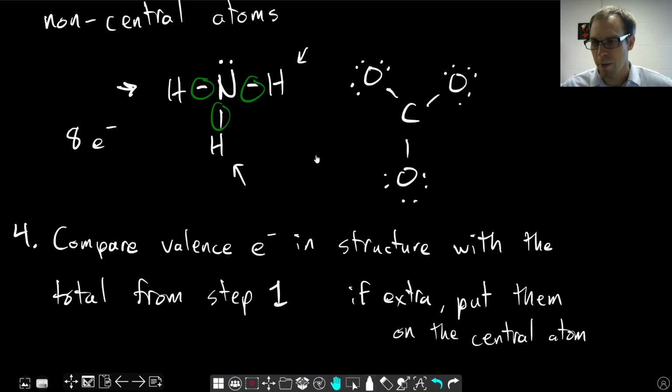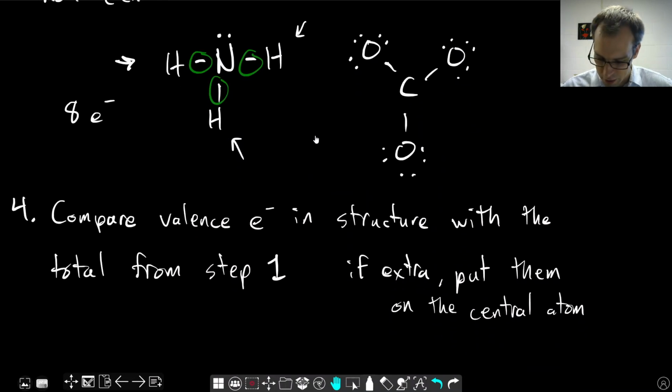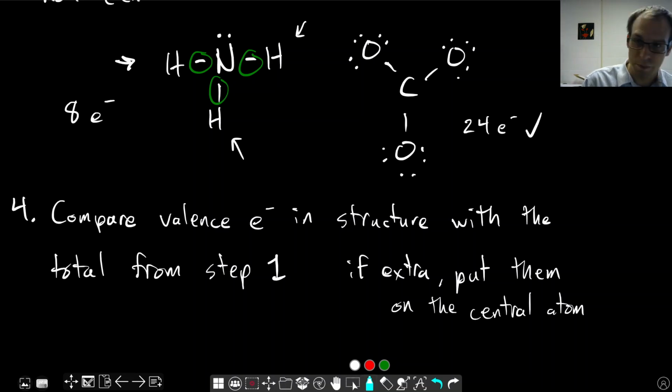Coming back to the carbonate, if we go back up, I believe our total was 24. Yes, 24 electrons. Let's count the number of electrons that we have here: 2, 4, 6, 8, 10, 12, 14, 16, 18, 20, 22, 24. So we have the correct number of valence electrons, and we don't need to add any more electrons to the structure. We're not quite done yet because carbon doesn't have a complete octet. And that's where we get to step number 5, our final one.